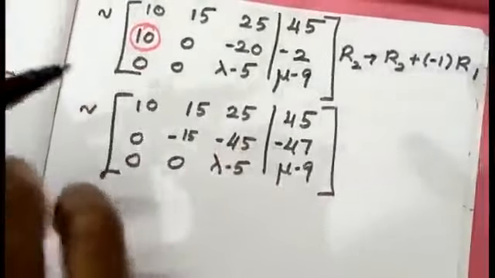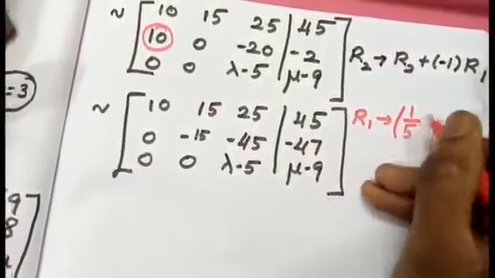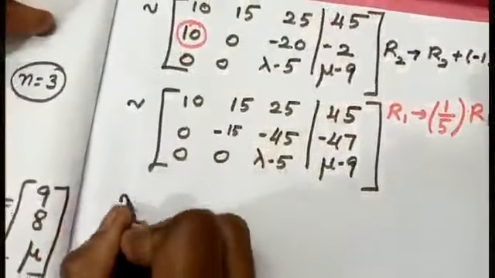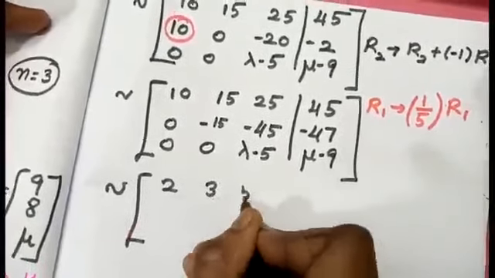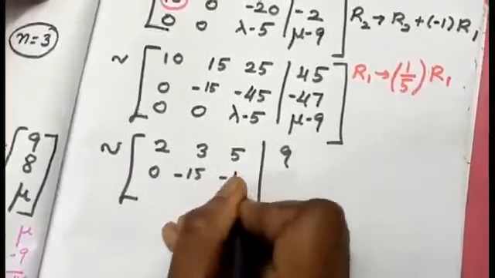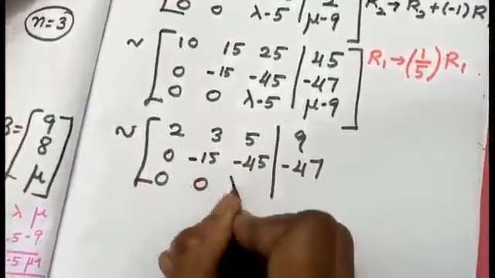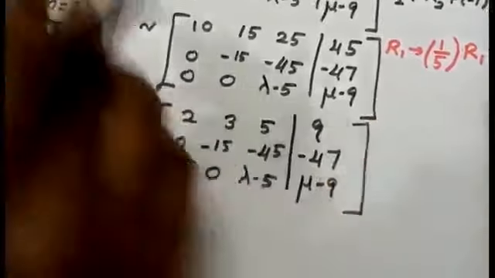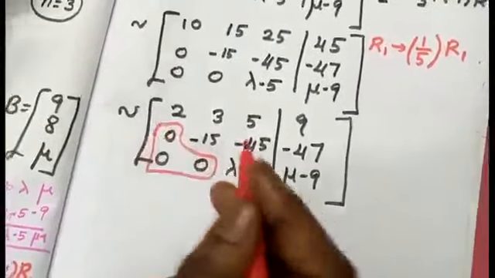Just for simplification, in place of R1 I am going to make the numbers easy. I just divide by 5. If I divide, the matrix I get is 2, 3, 5, 9, 0, minus 15, minus 45, minus 47, 0, 0, lambda minus 5, nu minus 9. If you see, now I am getting zeros in the form of a triangle. That is, the row echelon form is done.